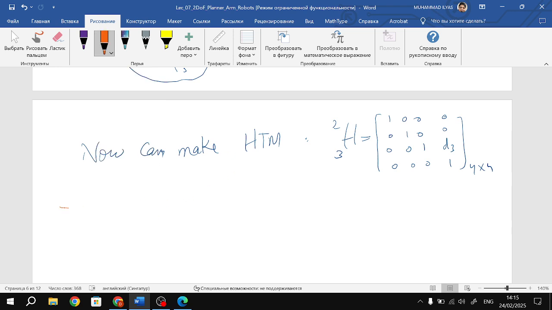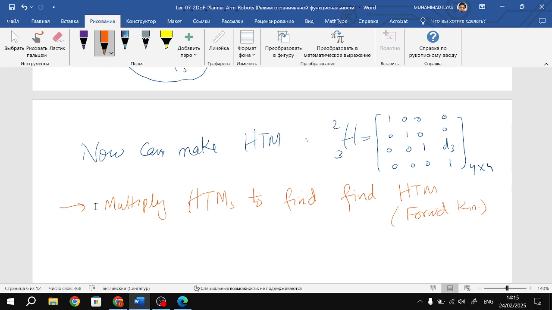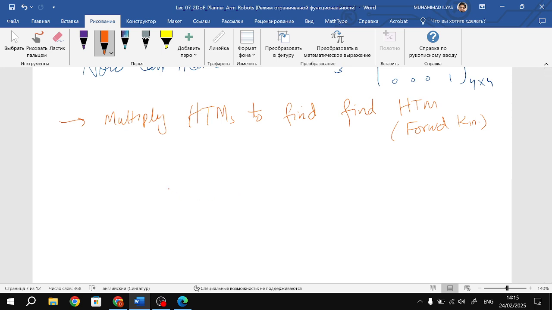What is our next step? Yes, multiply all these HTMs to find the final HTM, because that is our forward kinematics. The final HTM means forward kinematics, right? So let's do it. This is our final HTM 3 to 0. We can get it by multiplying all these HTMs.